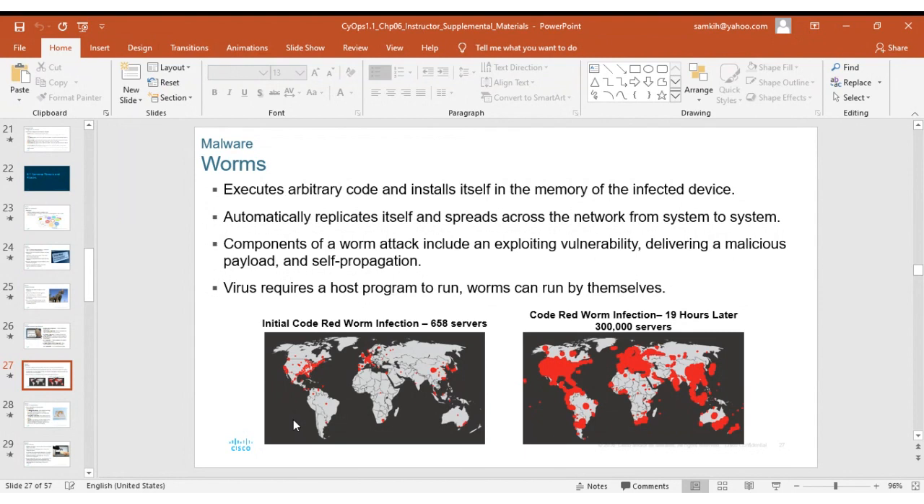And these are the countries, the initial code. We had some of the countries which were affected, as you can see here. Like the initial code which was launched, you can see how it was spreading. By now you can see the Code Red worm infection 19 hours later. After 19 hours, after the code was launched, it was able to spread in all these countries. It is spreading like the COVID-19 virus, the way it's spreading. So it spreads like bushfire.